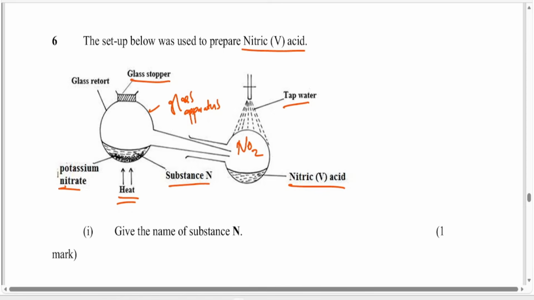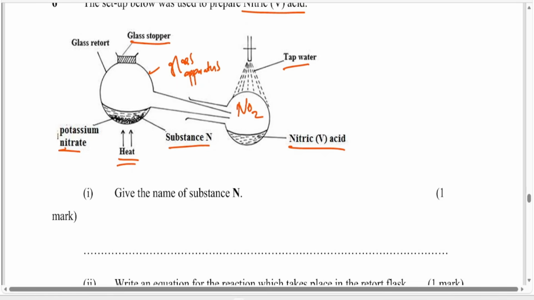So, looking at the questions, give the name of substance N. Students, nitric(V) acid is prepared in the laboratory by reacting sulfuric(VI) acid with sodium nitrate or potassium nitrate. In our case, we are given potassium nitrate, so we are going to use potassium nitrate. So, substance N, which is in liquid form, is sulfuric(VI) acid.